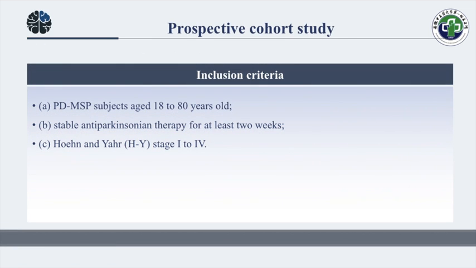So our inclusion criteria are: A, subjects aged 18 to 80 years old. B, stable anti-Parkinsonian therapy for at least 2 weeks. And C, Hoehn and Yahr stage from 1 to 4. And all the subjects had to stay on their medication regimens throughout the trial.